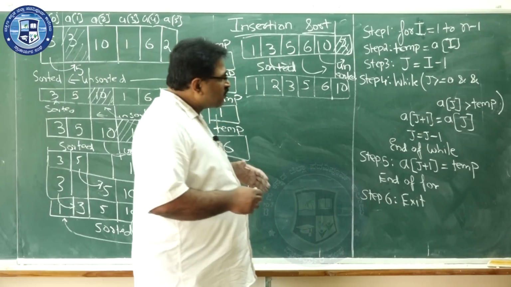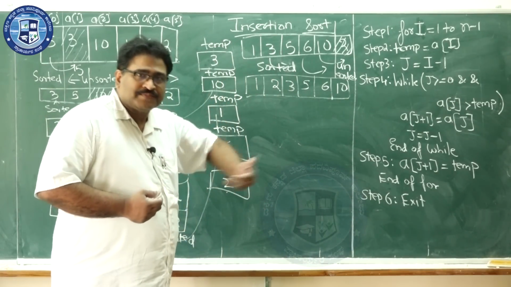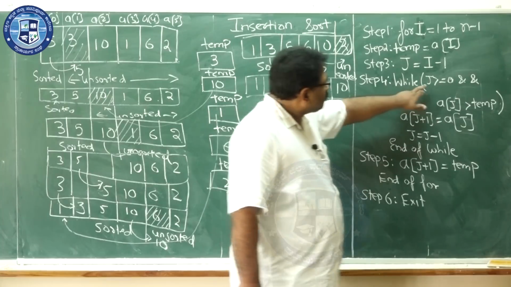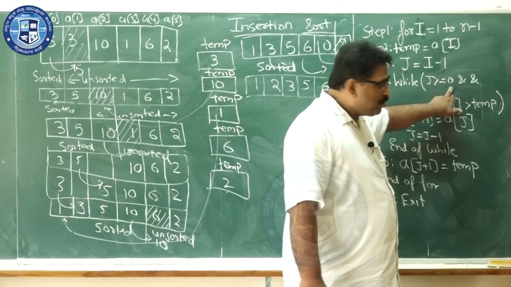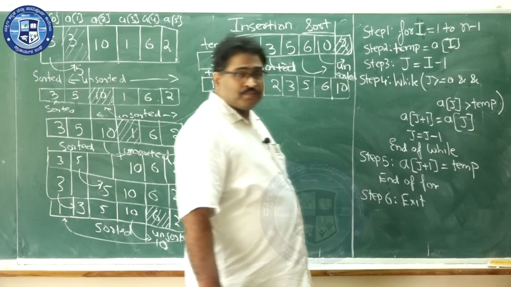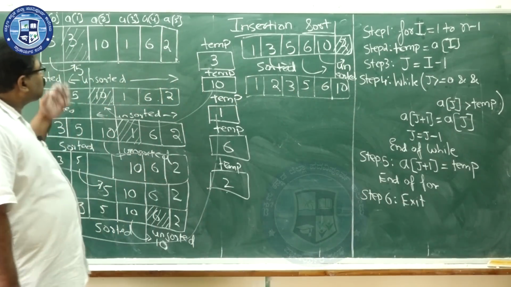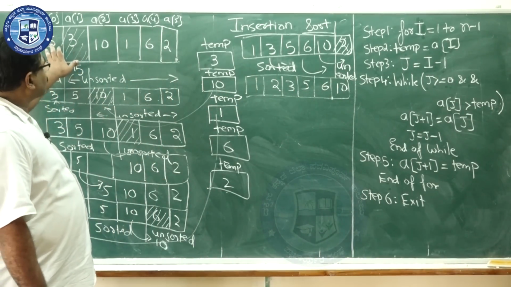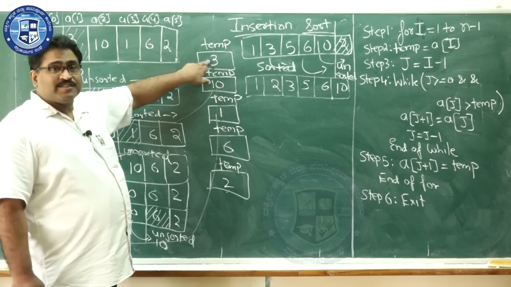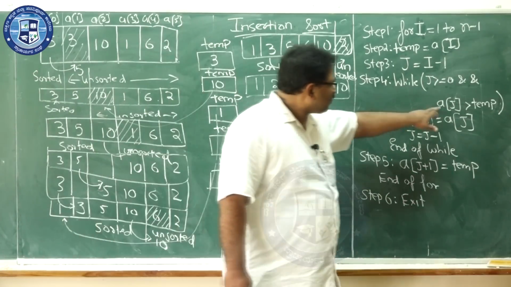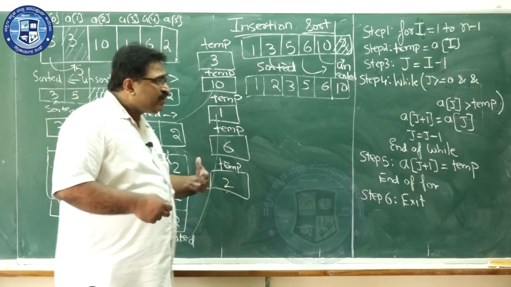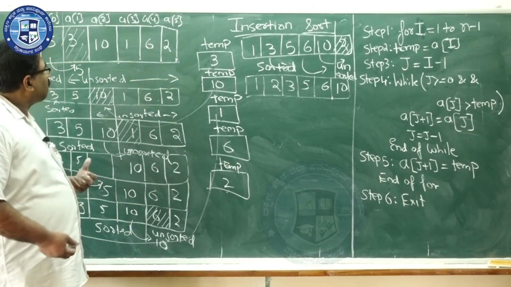This next part is when you are going to shift the elements towards the right side, when the value of J is greater than or equal to 0 and A of J is greater than temp. Now, every time I used to ask you the question, for example, look at this. I was asking the question whether this value is greater than this. So the same question you are asking here. If A of J is greater than temp, what we have done?